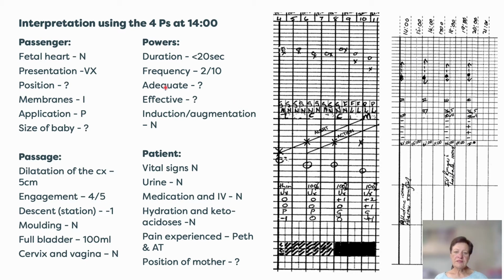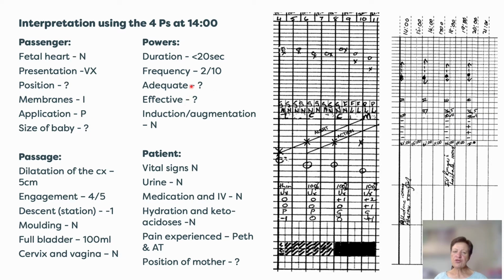The powers we see here, the contractions are now actually between 20 and 40 seconds. The frequency is 2 contractions in 10 minutes. We're still not very sure whether they're adequate or effective. It almost doesn't look so, because on the one hand the patient has progressed in the sense that the cervix has dilated more, but it didn't help to get the head more engaged.